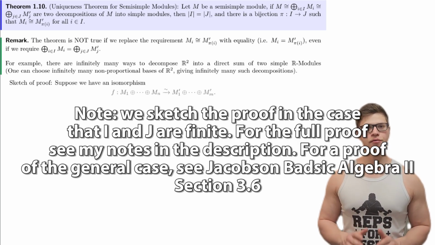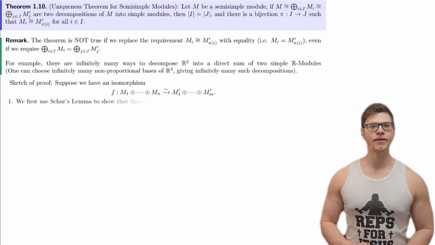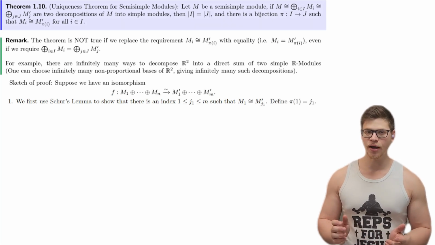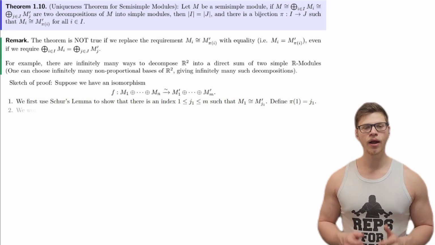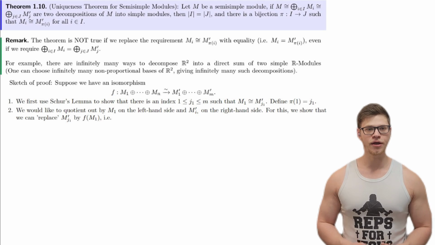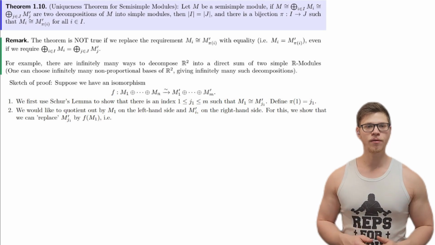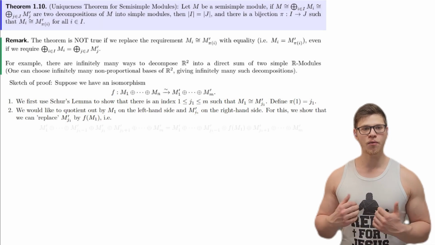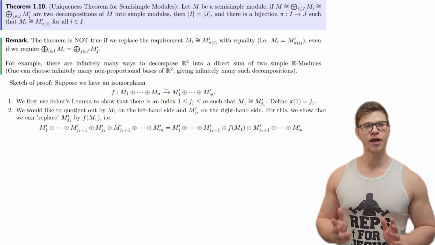Suppose that we have an isomorphism F between two different semi-simple decompositions. We first use Schur's lemma to show that there is an index j1 such that M1 is isomorphic to M j1 prime. Define pi of 1 to be j1. We would now like to quotient out by M1 on the left-hand side and M j1 prime on the right-hand side, using the first isomorphism theorem. For this, we show that we can replace M j1 prime by the image of M1 under F, i.e. this F of M1 forms a direct sum with the rest of the M j prime. Note that this is actually an equality and not just an isomorphism.